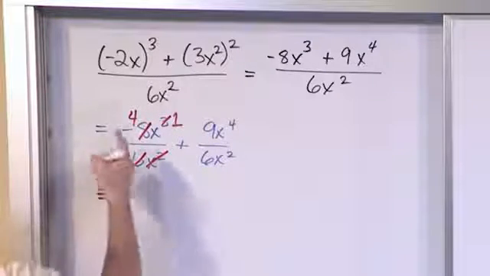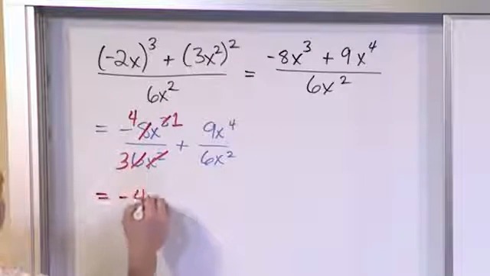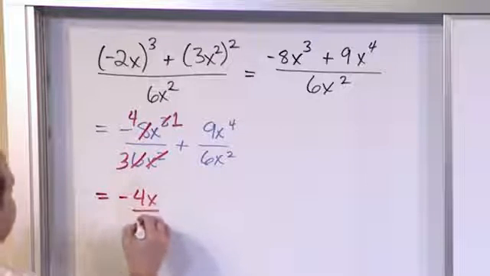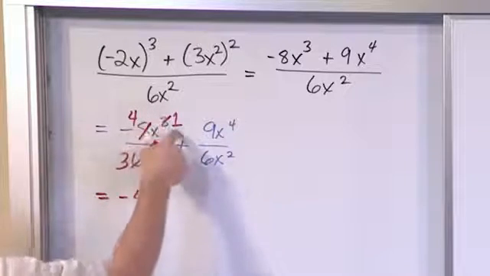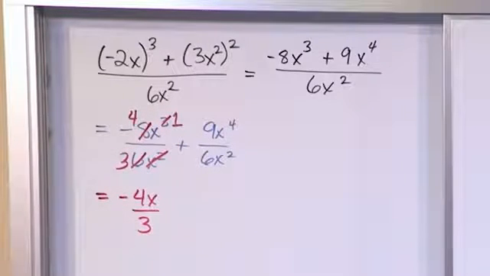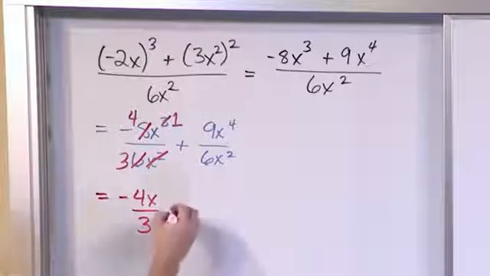So what you're going to have on the top is negative 4 times x. On the bottom, you're going to have 3, because that's all that's left, x to the first power, and you have a 3 on the bottom. Now you have a plus.